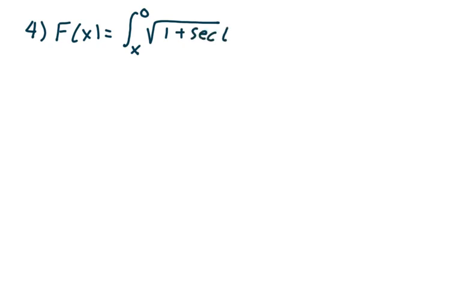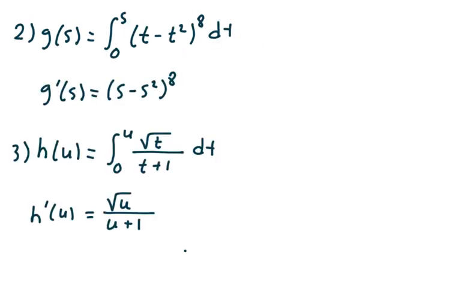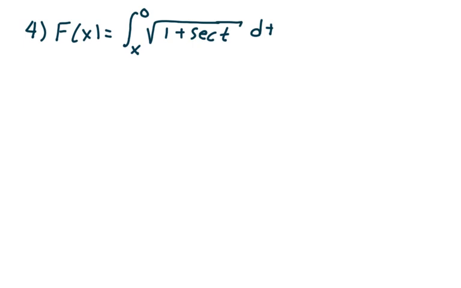Let's take a look at example 4. Suppose f of x is the integral from x up to 0 of the square root of 1 plus secant of t dt. Now, notice how the lower limit ended up being the variable. In examples 3, 2, and 1, notice how the upper limit is the variable. In order for us to take the derivative, we have to have the upper limit be the variable.